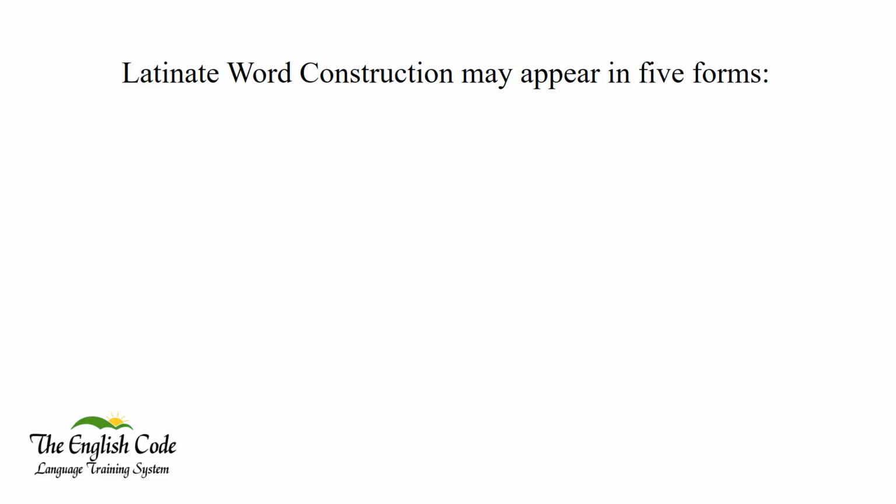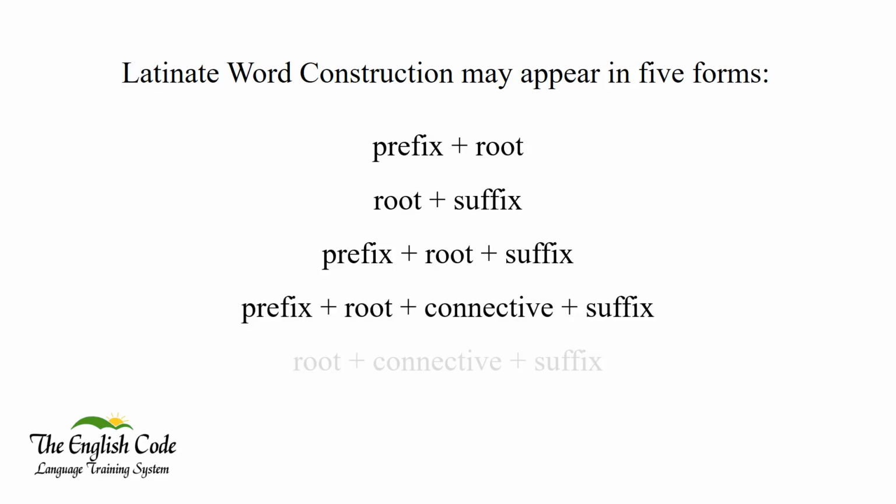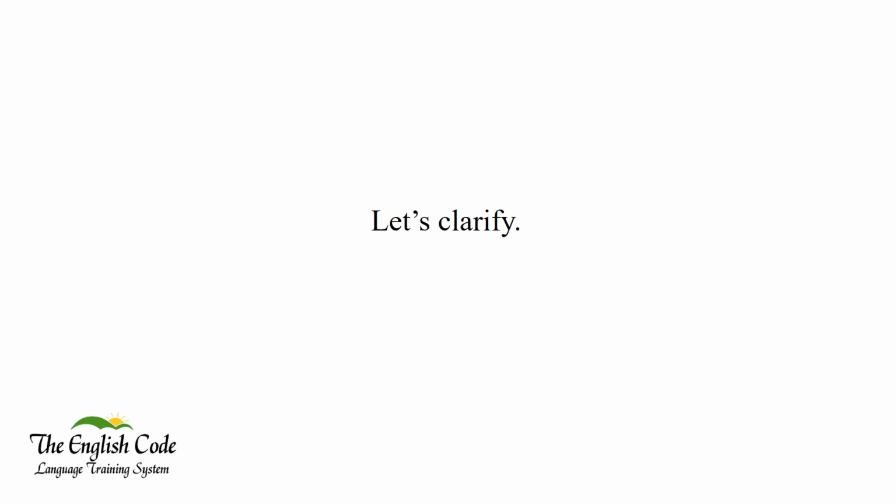Latinate word construction may appear in 5 forms: a prefix and a root, a root and a suffix, a prefix, a root, and a suffix, a prefix, a root, connective, and a suffix, or a root, connective, and a suffix. Let's clarify.